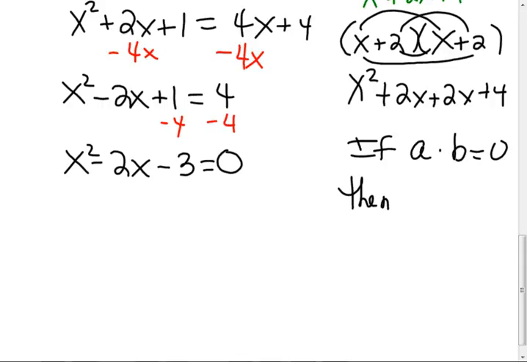Has to be 0. Okay, TJ? So either a equals 0 or b equals 0. Okay? Guess what we have to do? We have to factor that. That's not multiplication. Okay, girls?